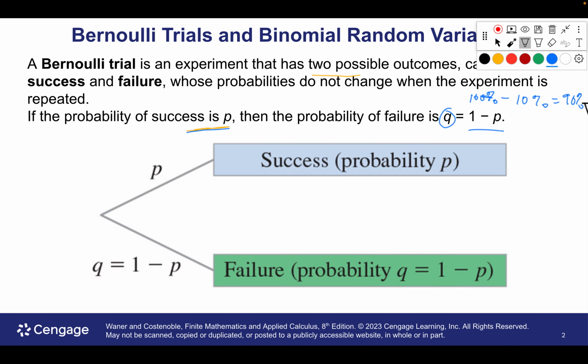Okay. So we could do this with a tree diagram, where we've got P. And again, if P was equal to 10%, Q is going to be equal to 90%. We have to know one of those. If we know P, subtract it from 1, we get Q. It also works the other way around. And then we can branch off from there. So this would be for one trial.